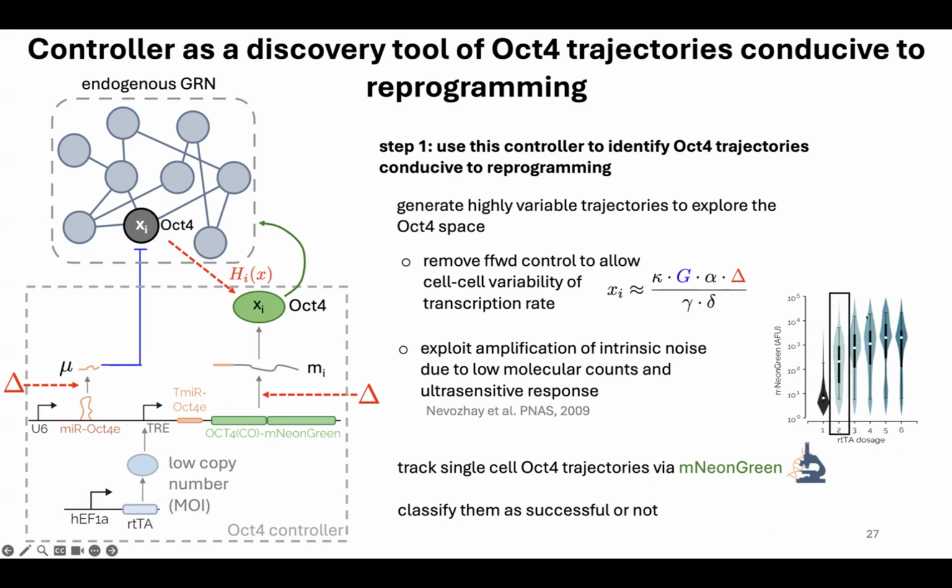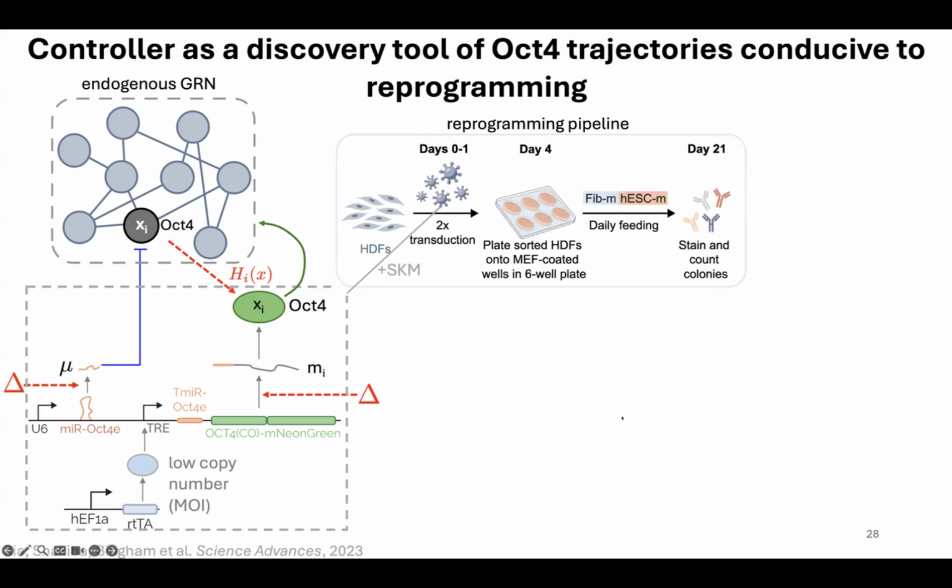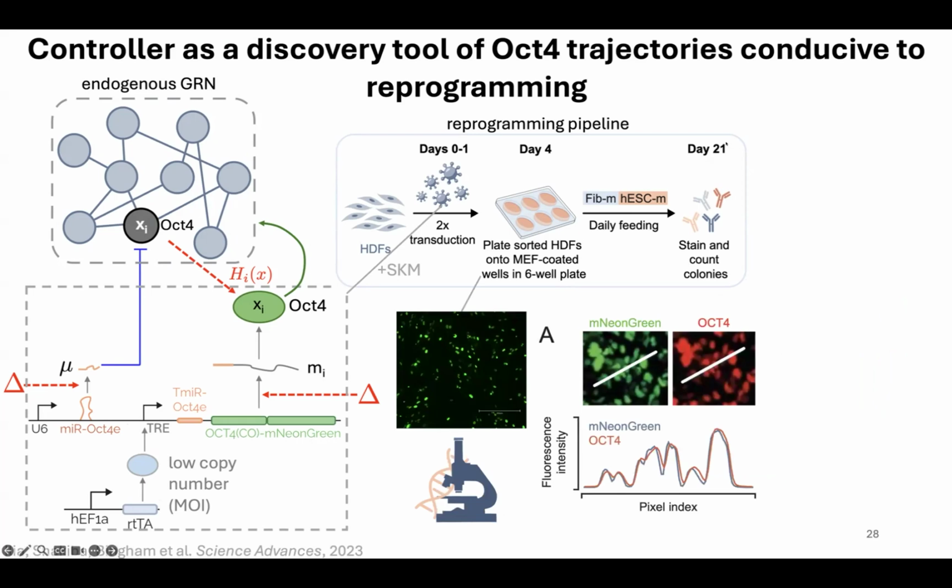So this is just to show what we ended up using for very low rtTA dosages. We get almost the full spectrum of mNeonGreen levels here. So this is the process. The process takes 21 days. We infected our cells with the viruses containing the circuit, and then we performed daily imaging up to 21 days. This is just an example of the images.